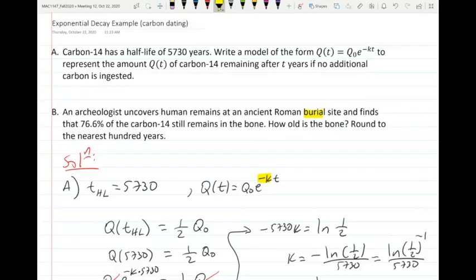Right, so let's do this. Decaying. The carbon-14 doesn't die, but it decays. This is a radioactive material, so it decays. But if you want, you can say it's dying. It's just going away. Remember, it's not really disappearing, right? It's turning into something else, whatever that something else is. Okay, so let's see. An archaeologist uncovers human remains at a site and finds that 76.6% of carbon-14 remains.